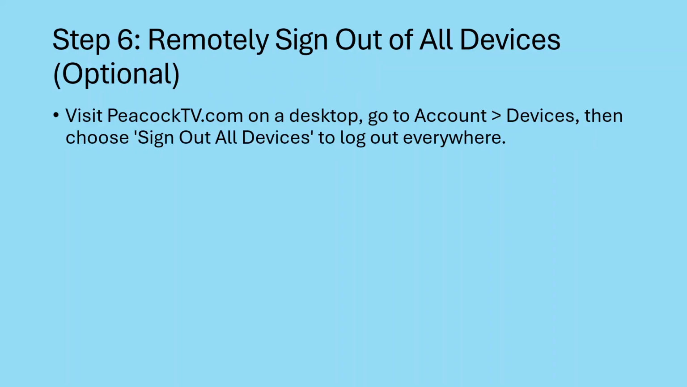Step 6. Remotely sign out of all devices. This is optional. You can visit peacocktv.com on a desktop, then go to Account and then Devices. Then choose Sign out of all devices to log out everywhere.